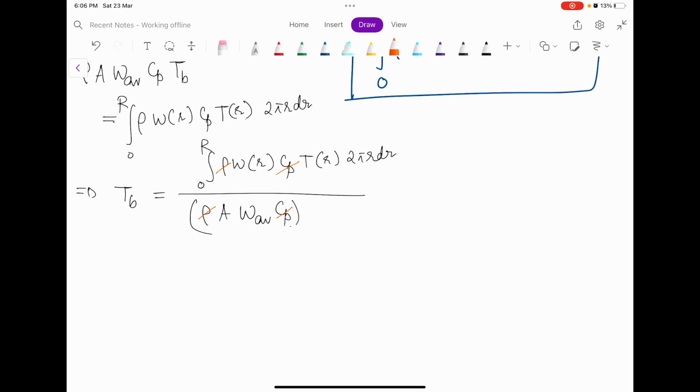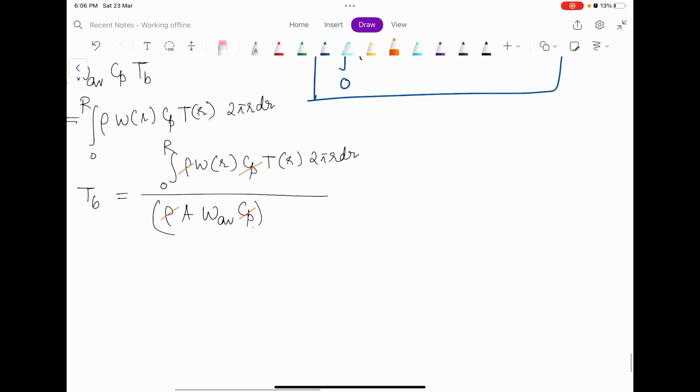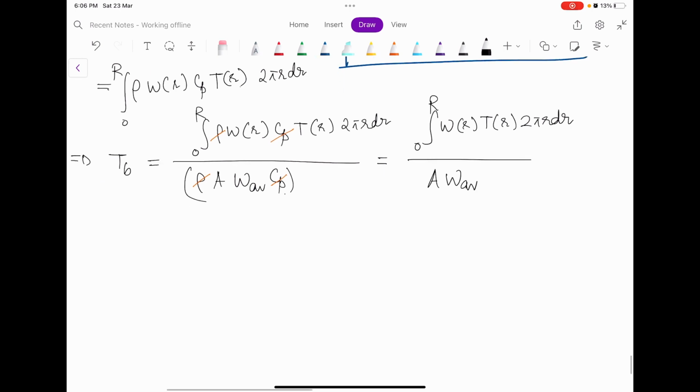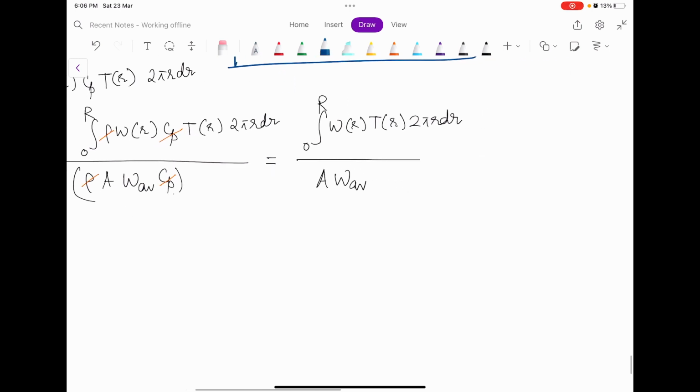Okay, so this boils down to the integral from 0 to R of w(r) T(r) 2 pi r dr, divided by area into w average. Okay, now you see that this is the specific definition for cylindrical coordinates.